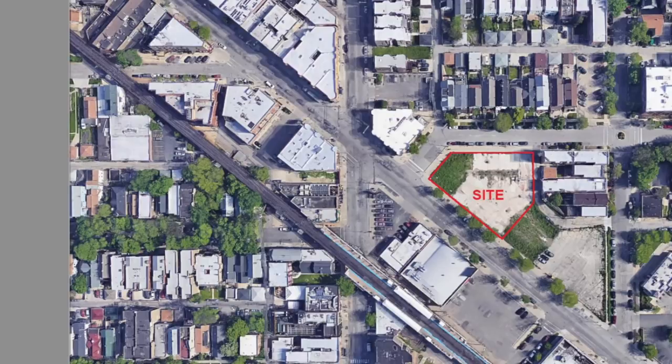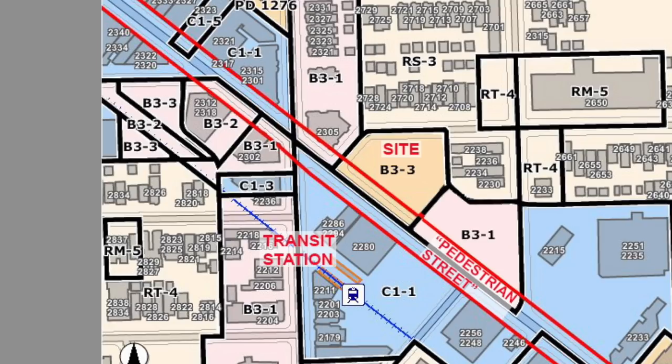We have a general idea of what's going on. We've looked at the site, so we have a sense of kind of what generally is happening. We understand by looking at the zoning map that it's a B3-3, that there's residential nearby, that it's on a pedestrian street, which is a special classification, and it's near a transit. We can look at the zoning code and start understanding.